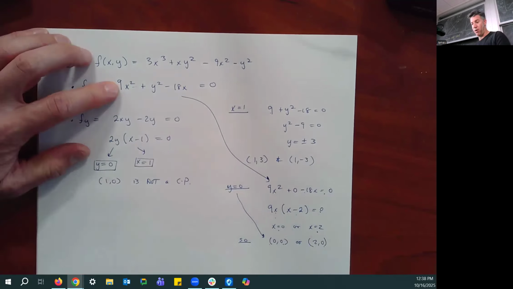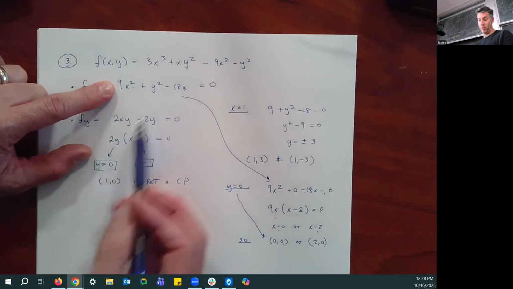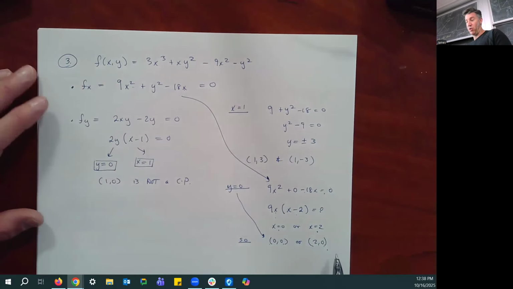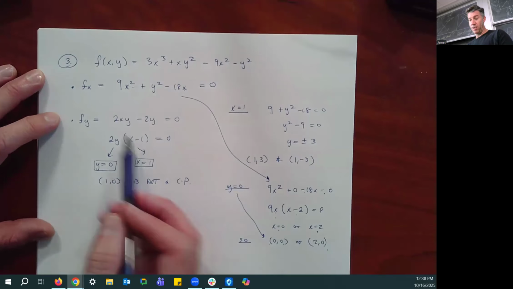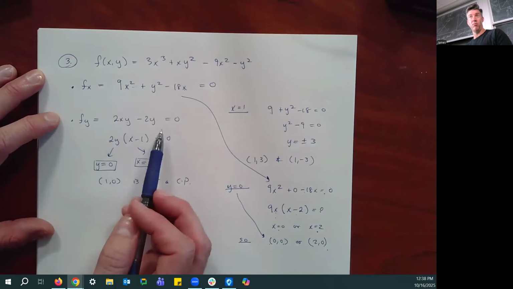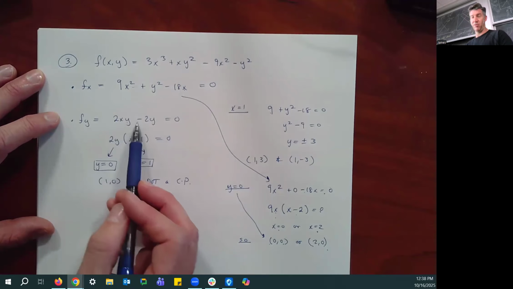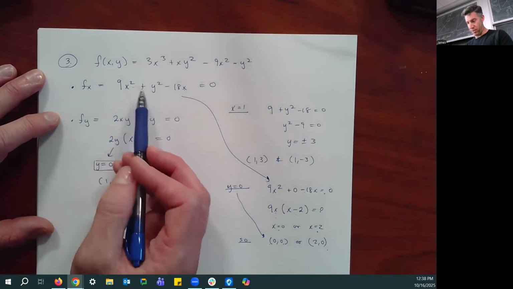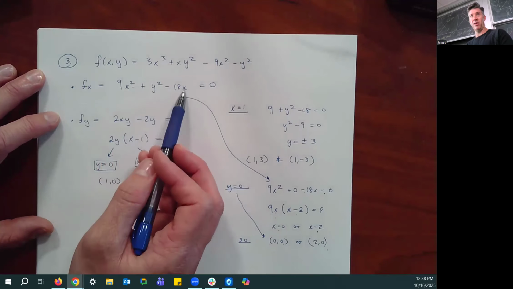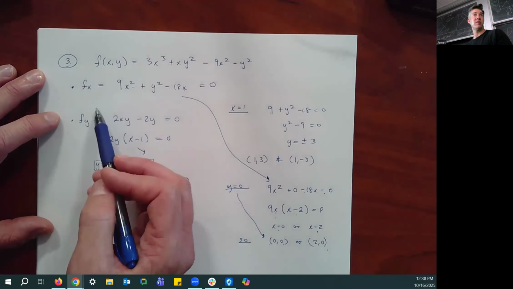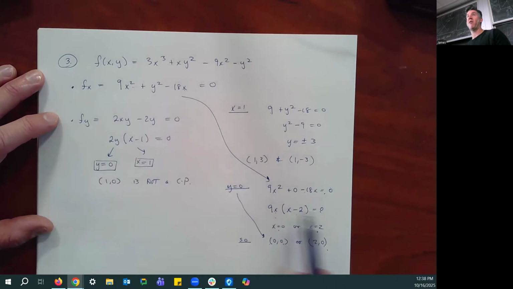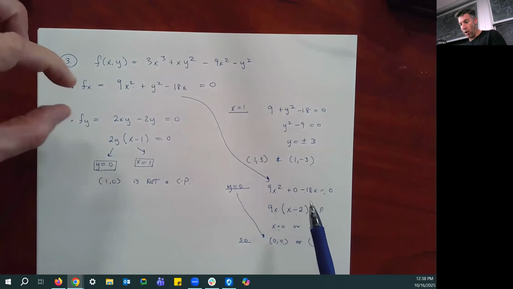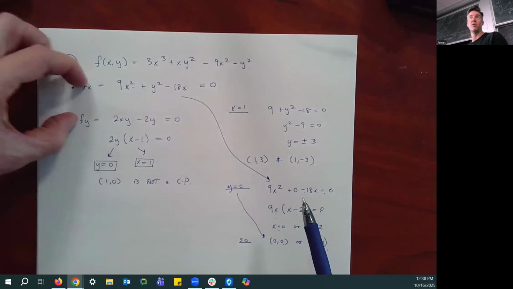If I plug in 0, 0, I get 0 plus 0 minus 0. And if I plug in 0, 0, I get 0 minus 0. If I plug in 2 for x and 0 for y, I know plugging in 0 for y is going to make the second equation 0, right? I get 2 times 0 minus 2 times 0. In the first, 9 times 2 squared plus 0 squared minus 18 times 2 is 9 times 4 minus 36, which is 36 minus 36, which is 0. So every pair x, y that makes up a critical point should make both partial derivatives equal to 0 when you plug in that critical point.